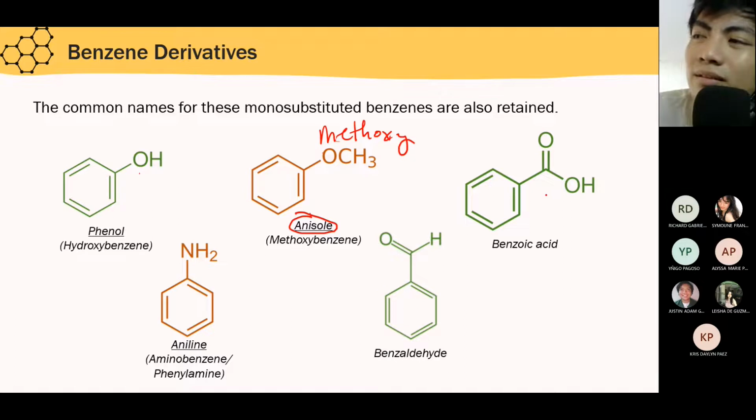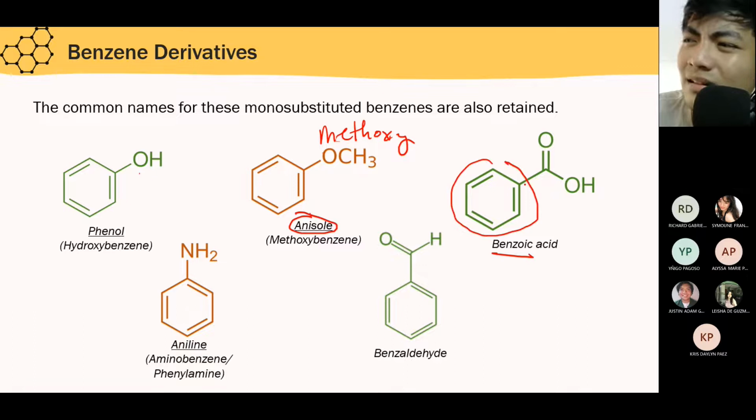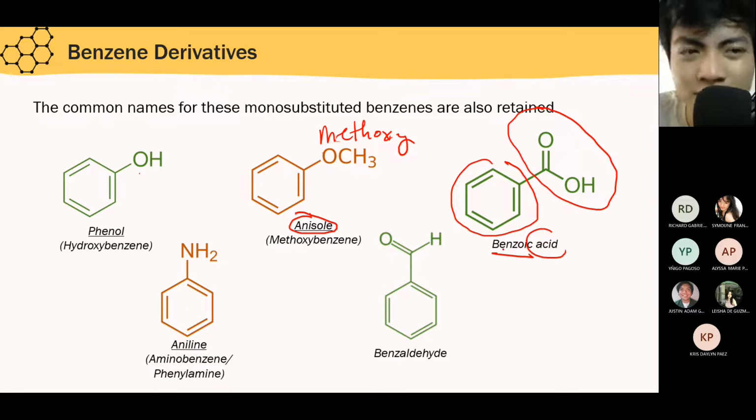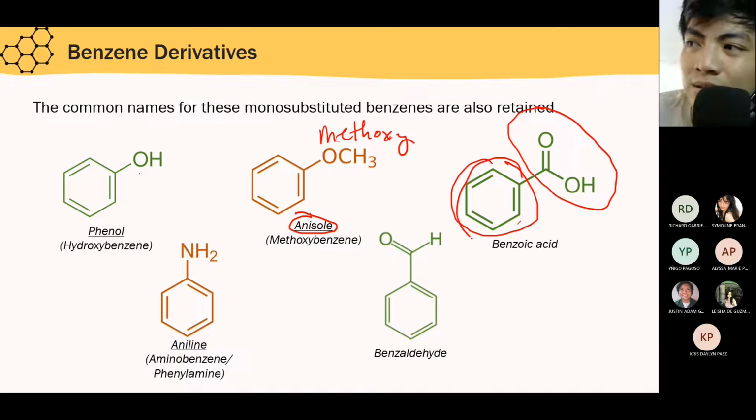This one naman, ang IUPAC name niya, pati common name is the same. This is benzoic acid. Benzoic, kasi you have a benzene ring. Acid, kasi you have a carboxylic group. Whenever you have a carboxylic group, that's considered acid. Okay? So, yan. So, benzoic acid. Yung IUPAC name niya and yung kanyang common name ay iisa. Ito yung benzoic. Ito yung acid form. Okay?